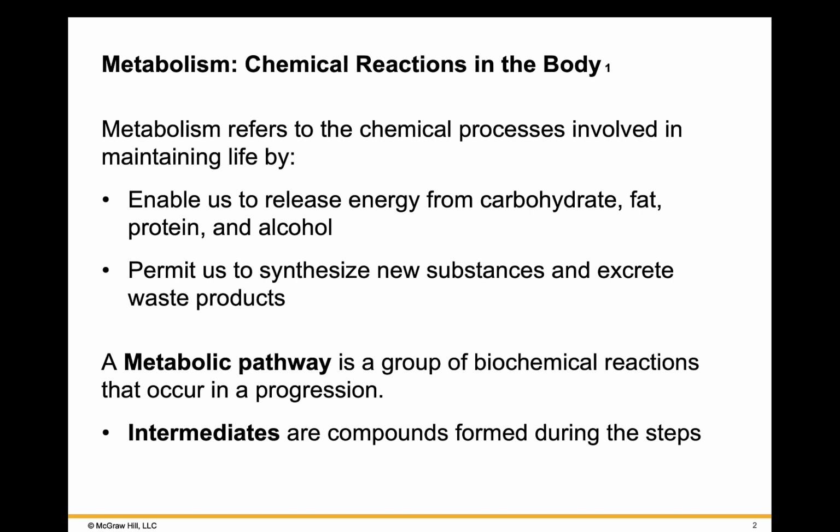A metabolic pathway is a group of related biochemical reactions that occur in a progression. When we talk about the term, intermediates are compounds formed during these steps. A little bit later, we'll talk about the difference between intermediates and products. When we are talking about the oxidation of glucose in the presence of oxygen, the products are going to be CO2, water, and ATP. Those will be the only products, and anything that's not one of those we will consider to be an intermediate.